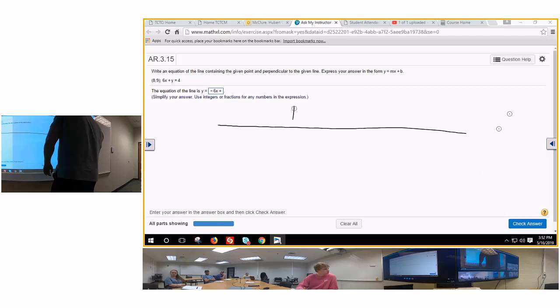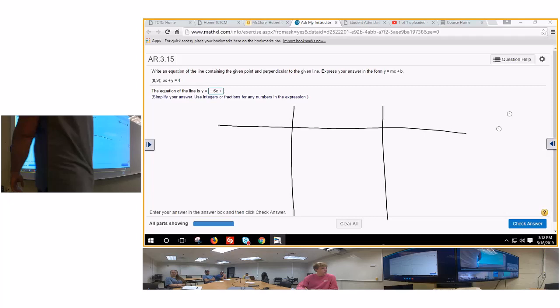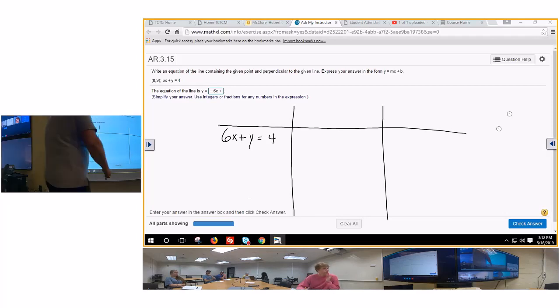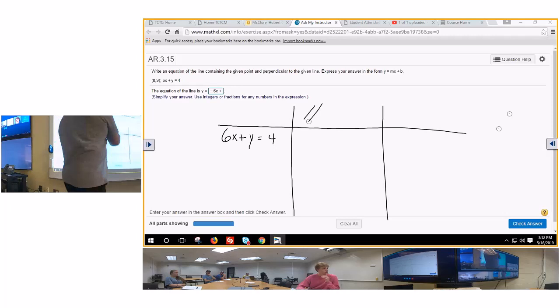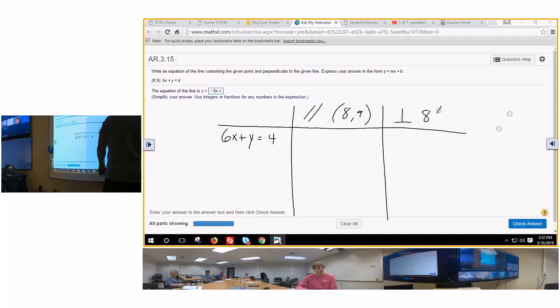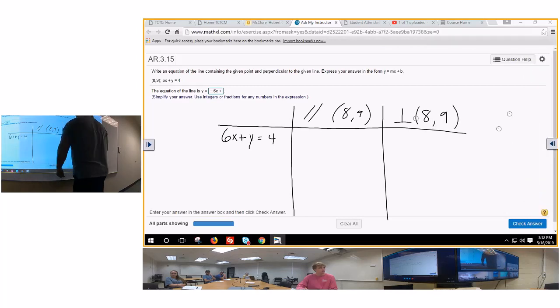And I'm going to put a line there. I'm going to put a line here. And I'm going to put my 6x plus y right here. 6x plus y is equal to 4. And I'm going to put parallel lines, and then 8, 9, and then perpendicular line 8, 9. Oh, I can't chew bubble gum and write at the same time. That's all right. I'm a guy. I'm covered. All right. What's the first step?